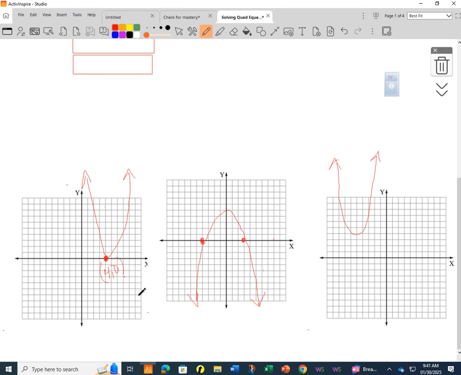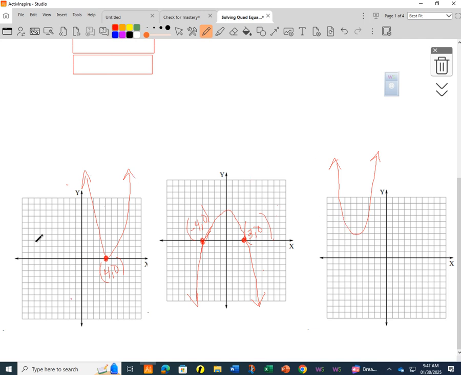Make sense? If it touches here, we're going to say this is (-4, 0), right? Because we're pretending it goes through there. Here, I'll modify it. This one is (3, 0). And this one never crosses. Make sense? So I will tell you that the solution for this parabola is 4. The solution for this parabola is negative 4 and positive 3. And this one is no solution.